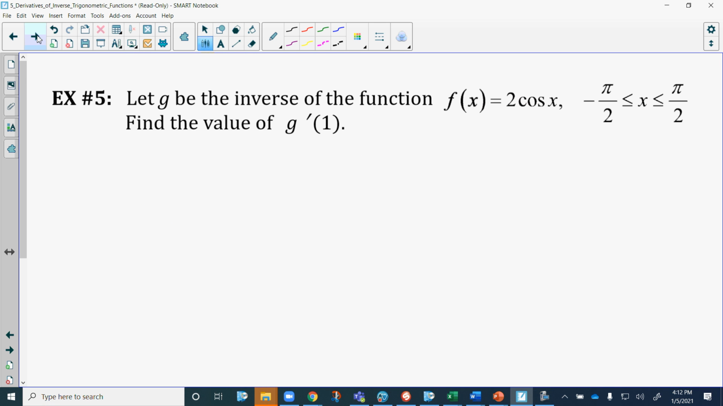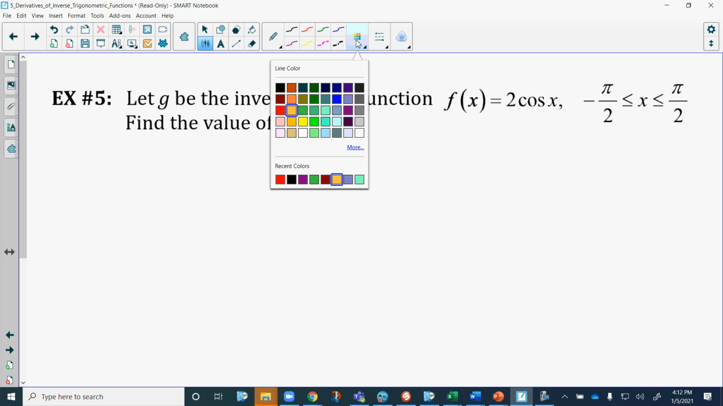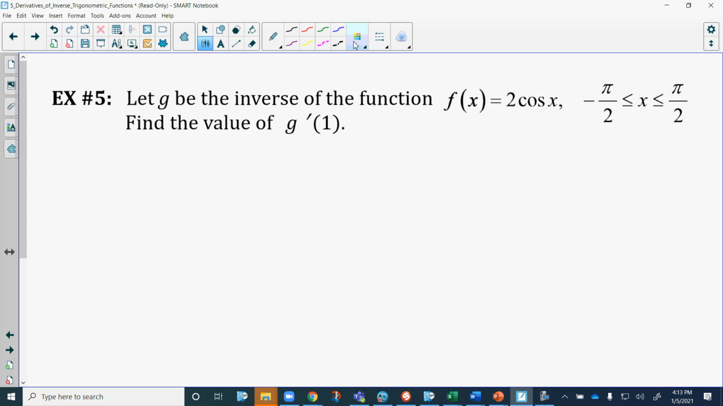here, again, the trig stuff can always be a little bit tricky, but they're giving us a clue in the fact that they're saying let g be the inverse function of f of x is equal to 2 cosine x. Okay. So this one is going to require us to put our thinking caps on a little bit and work our way through the problem.